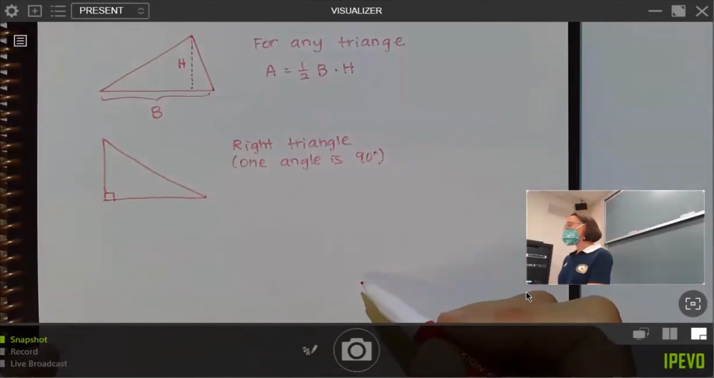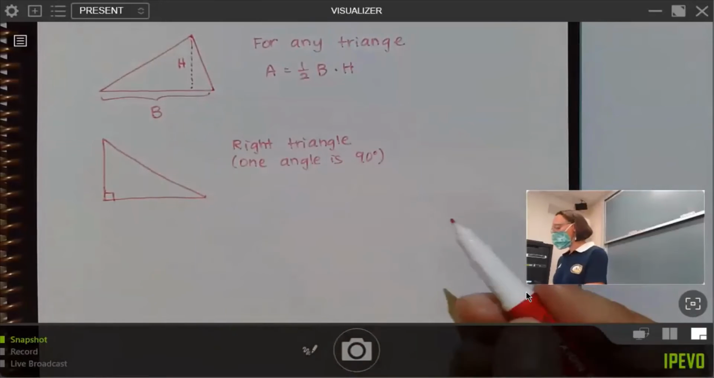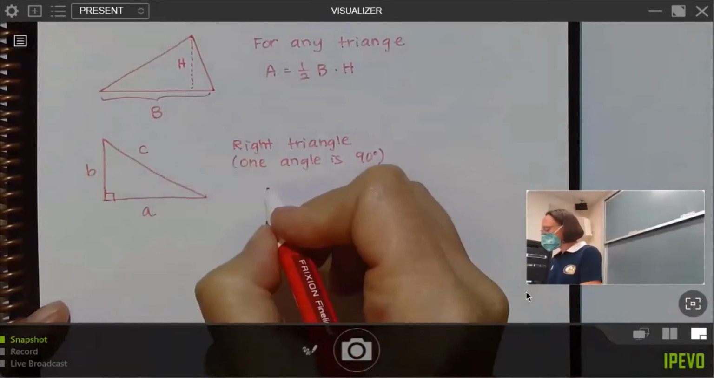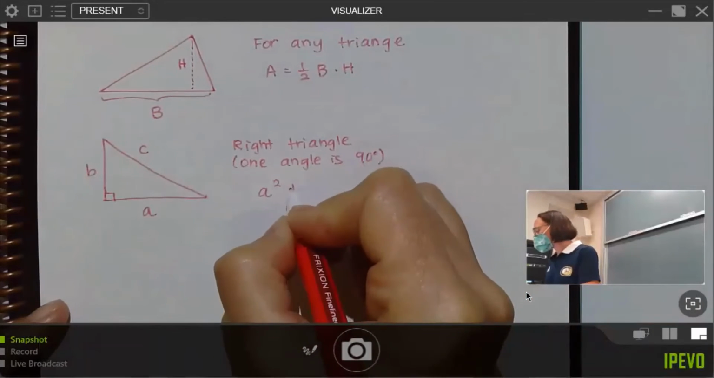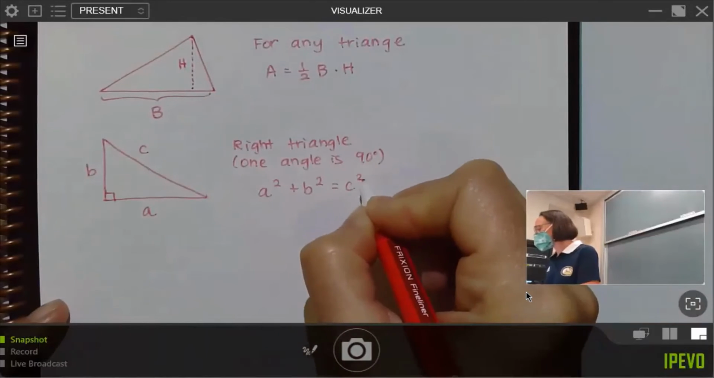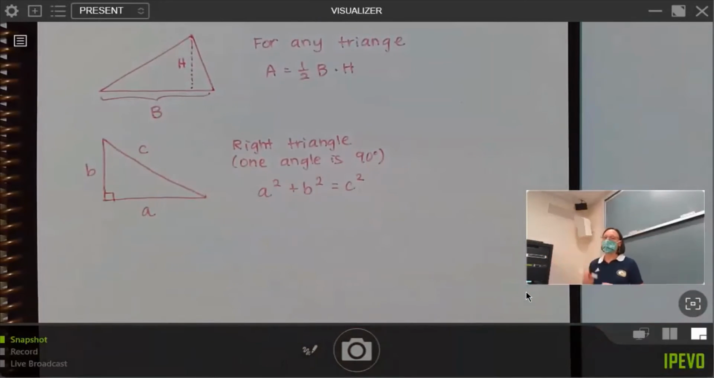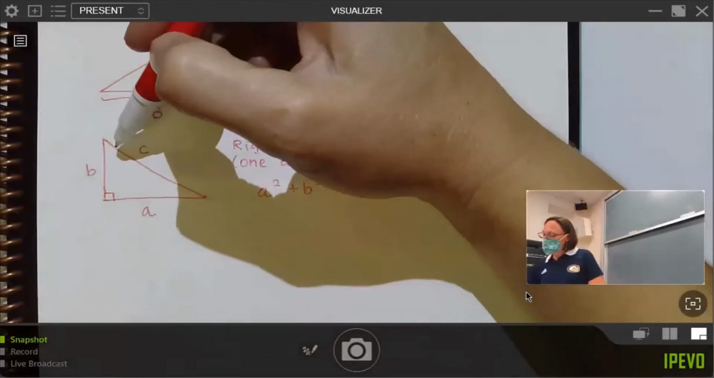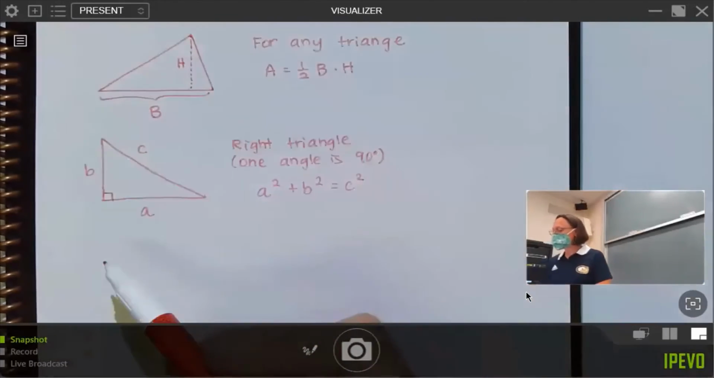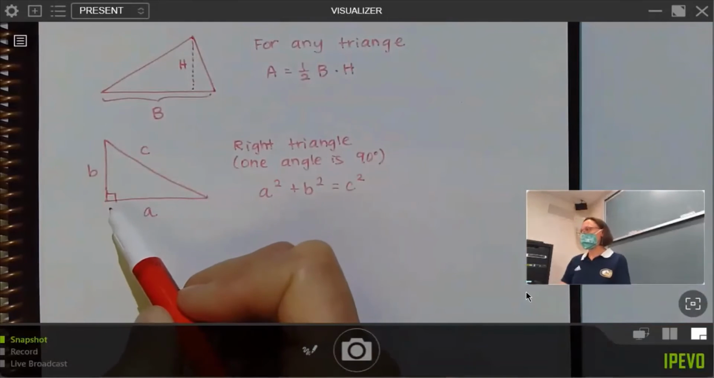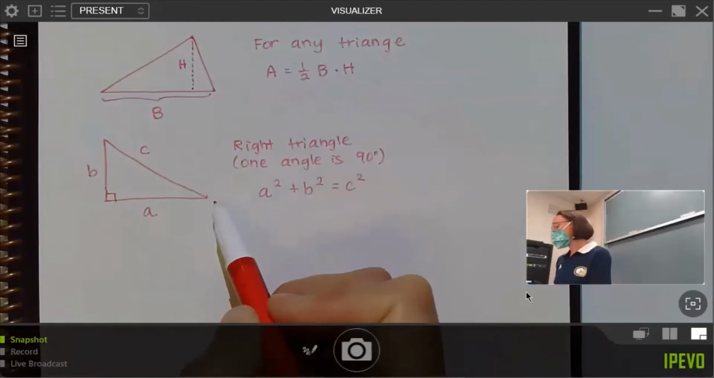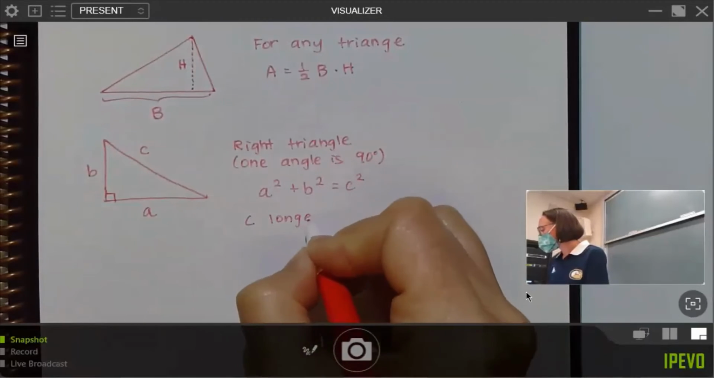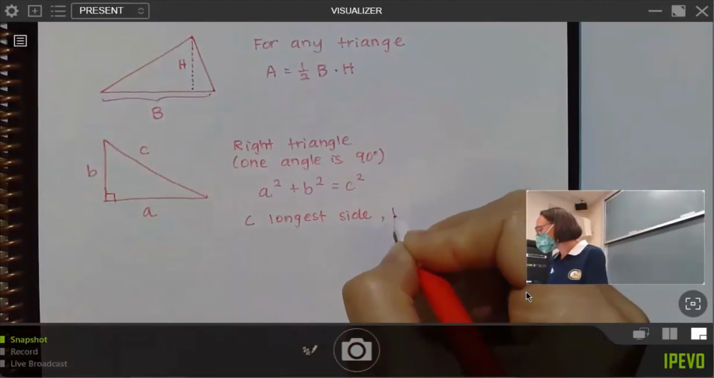But there's also a particular relationship with the sides of a right triangle. We often label these as A, B, and C. And A squared plus B squared is equal to C squared. Now, the one thing that's important when we label a right triangle this way, and specifically when we're using this formula, C has to always be that diagonal piece that is not touching the corner that has a 90-degree angle. And so this side, that longest side, has a special name. So C is that longest side, and it's called the hypotenuse.